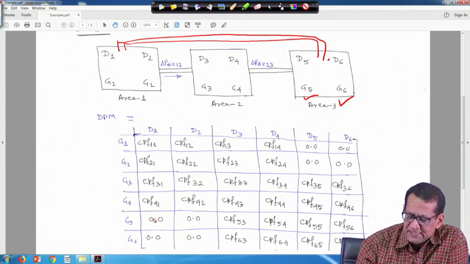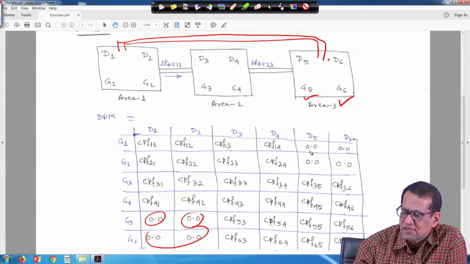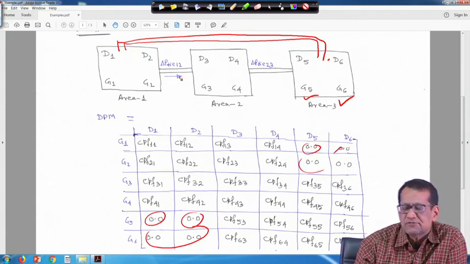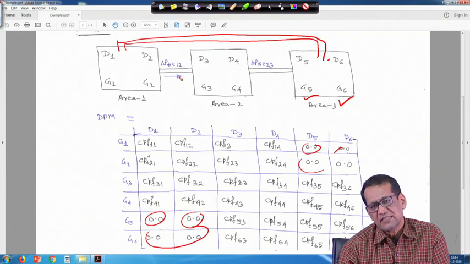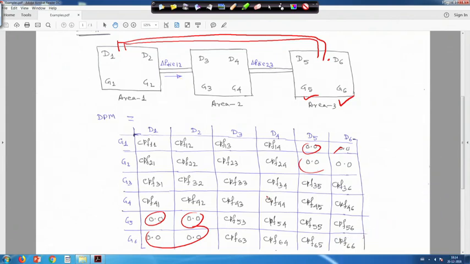That means, at that time this matrix need not be 0; it will be a full matrix: CPF 5 1, CPF 5 2 and CPF 6 1, CPF 6 2. Similarly, here also it will be CPF 1 5, CPF 1 6, CPF 2 5 and CPF 2 6, right. But after that, a distribution company may not have contact with all the generation companies. So, some of the elements may become 0, right.